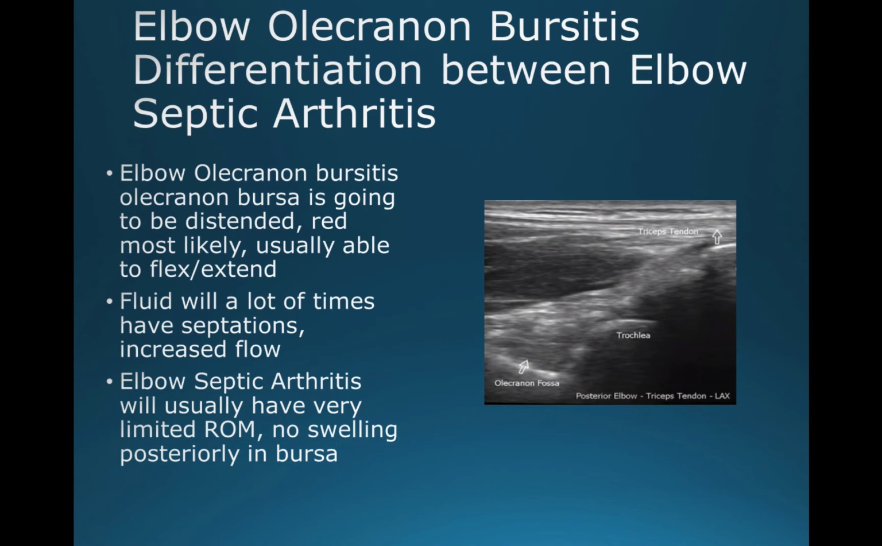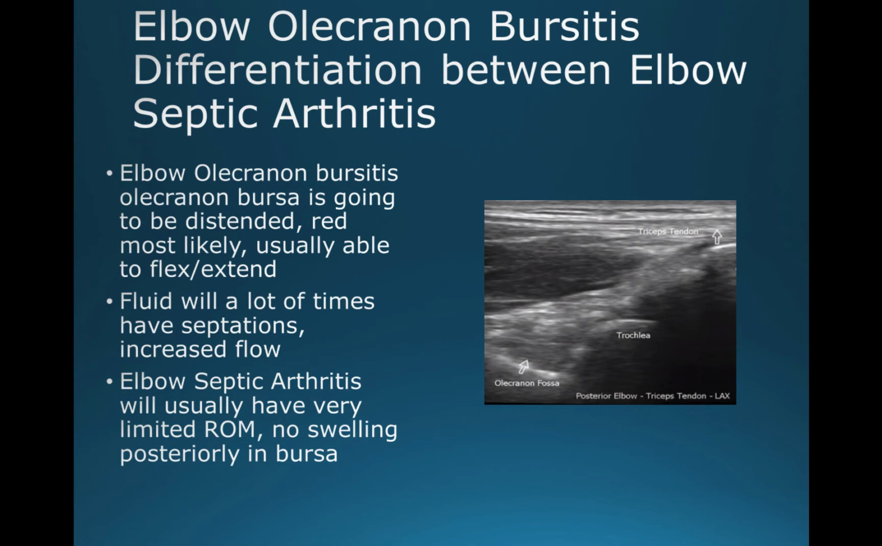Elbow olecranon bursitis, differentiation from elbow septic arthritis. Sometimes difficult to do. However, with a few key tools, I think you'll be able to pick this one up pretty well. In elbow olecranon bursitis, your bursa is going to be very distended. It might be red, and you will still usually be able to flex and extend the elbow slightly.